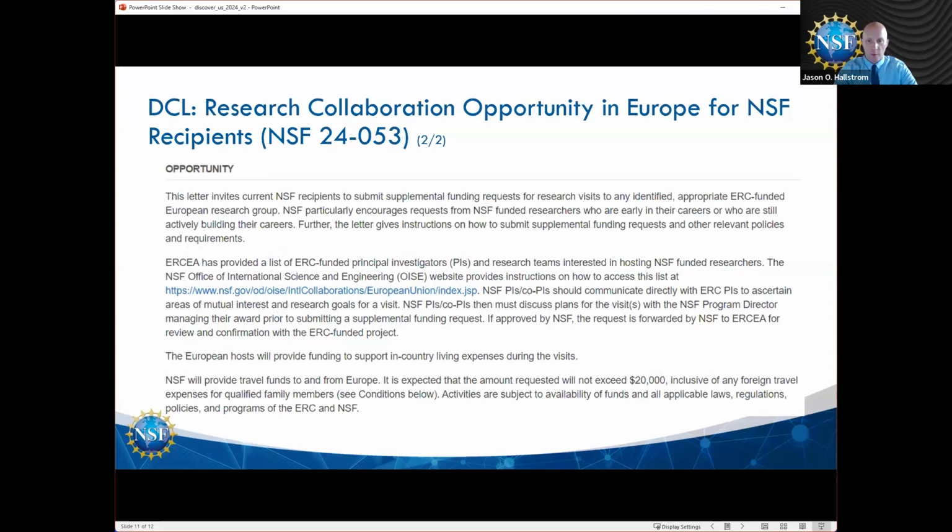And this DCL provides an opportunity for existing NSF PIs to apply for travel support to participate in that exchange program. Now, we do anticipate other opportunities will be developed to support this initiative, but this is an opportunity that's available today to support US participation. And with that, thank you very much, and I'll turn it back to my European colleagues.